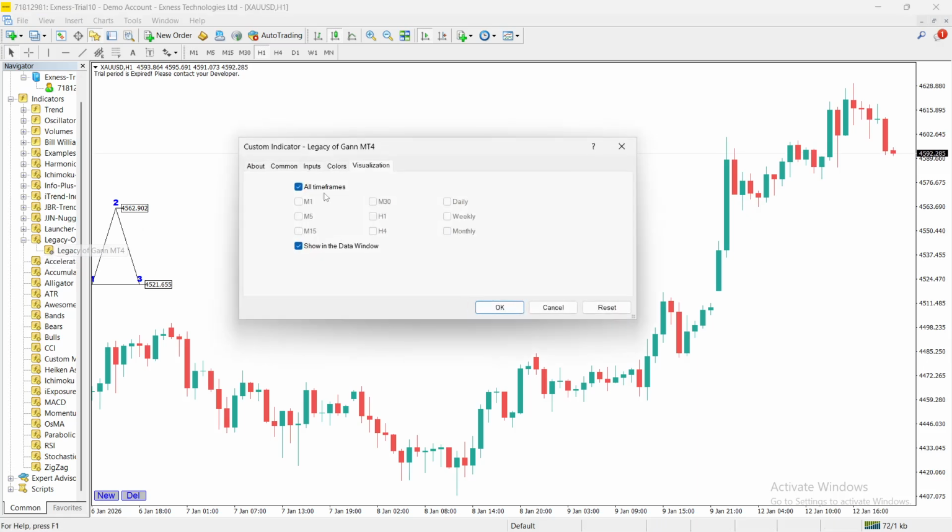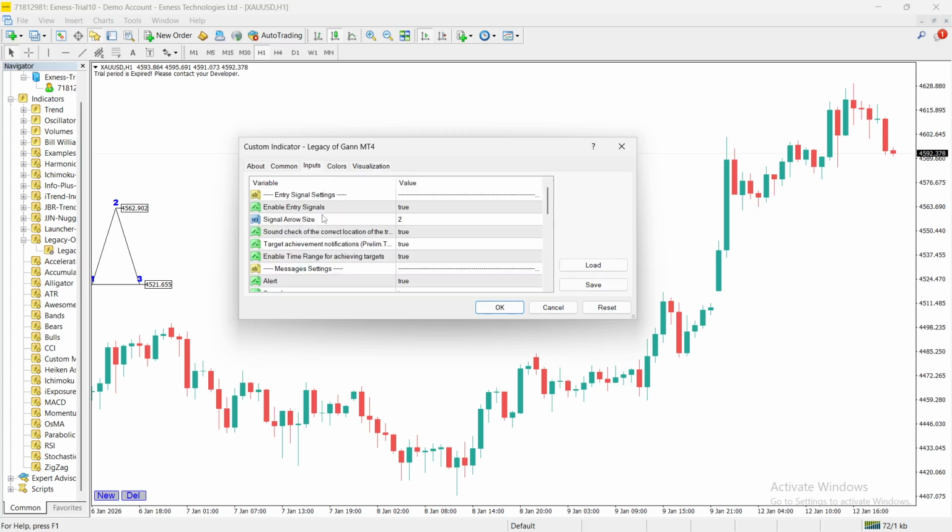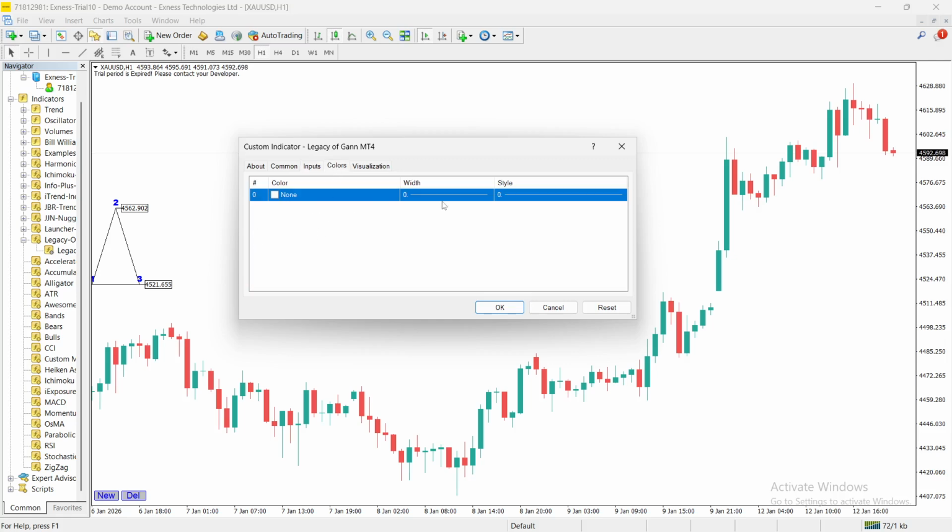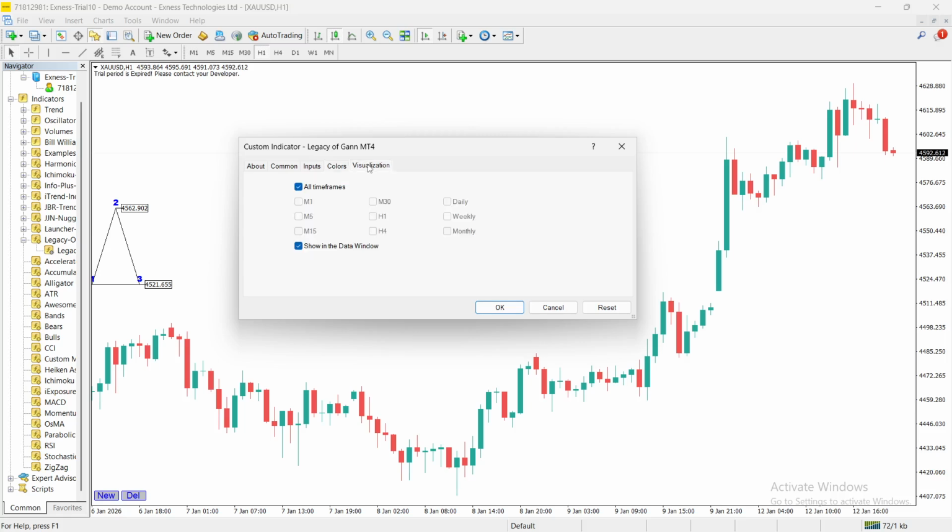As for the settings, let's take a look at what we have. We have variables for entry signal settings, message settings, you can set alerts, triangle settings, and interface settings as well. You can also customize a preferred color and trade on a preferred time frame as well.